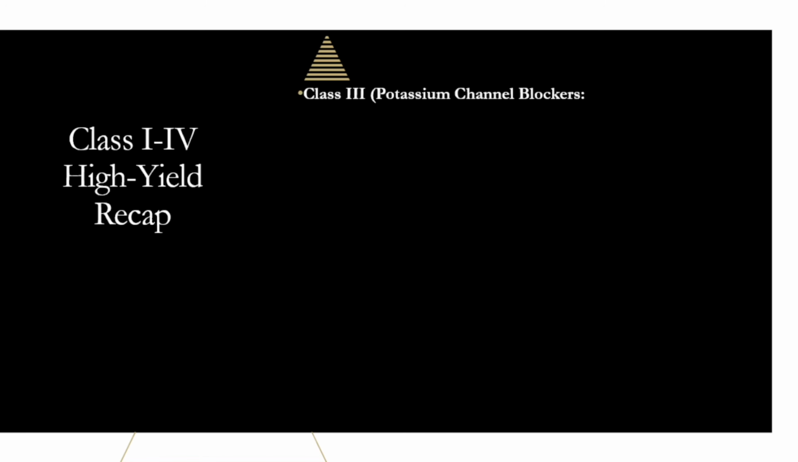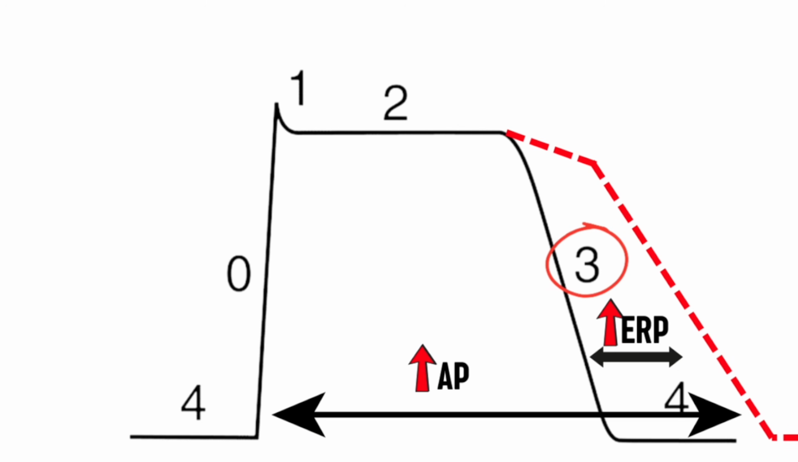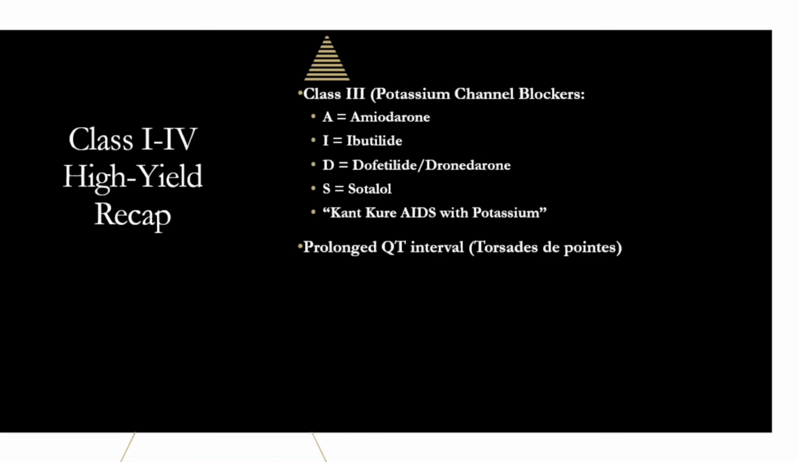Remember the meds by remembering the mnemonic AIDS: amiodarone, ibutilide, dofetilide, dronedarone, and sotalol. They block potassium efflux during phase 3, leading to prolonged phase 3 repolarization. QT prolongation is an important adverse effect to know. The highest yield med is amiodarone. Remember am3-odarone to help you remember it's a Class 3 antiarrhythmic.